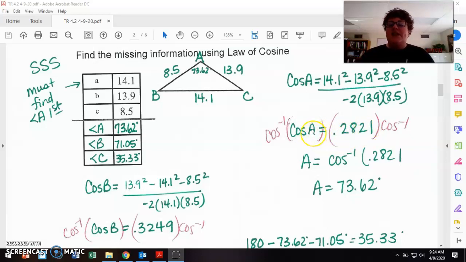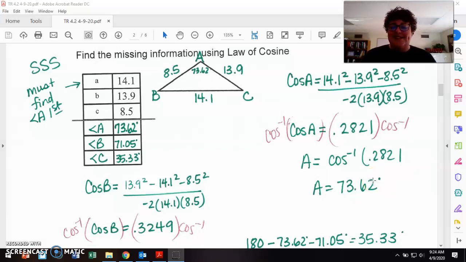Now, remember, we just want A, so this is where we again have to think about our inverse cosine. How do we get angles? Inverses give us angles. So we want to take the inverse of both sides. So the inverse cosine of your answer, and you should get A to be 73.62. Now, because we know 73.62 is our largest angle, we can switch to the law of sines from there.